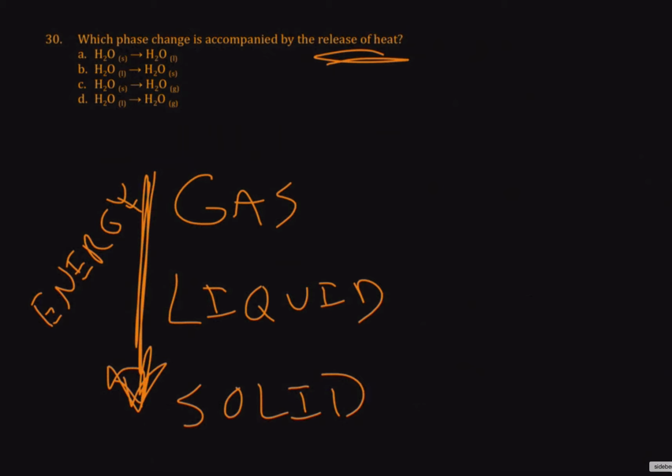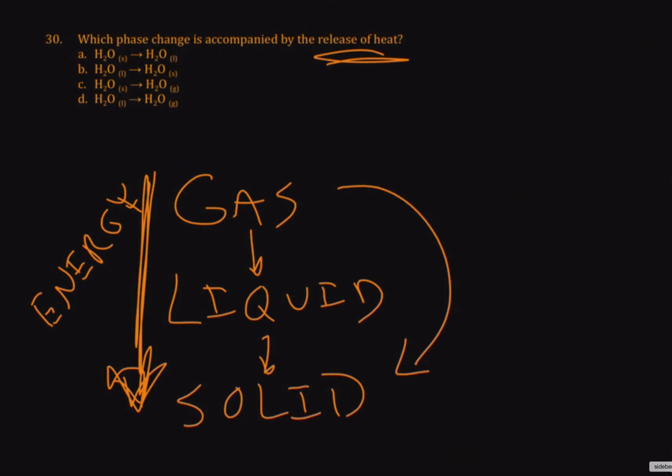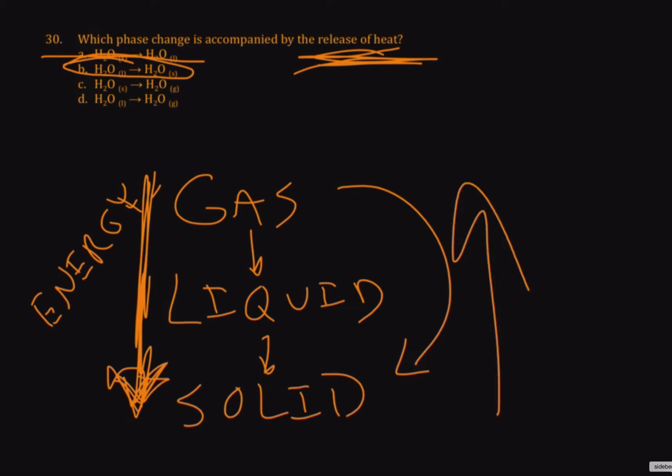So which of these has either gas to liquid, liquid to solid, or gas to solid? Because it's got to be one of those. Well, the first one is solid to liquid. That's going the wrong direction. The second one is liquid to solid. So that fits, going from liquid, which is higher energy, to solid, which is lower energy. You have to release that energy. It has to go somewhere, and we call that the release of heat. The other ones are solid to gas or liquid to gas, which are both going up instead of down.